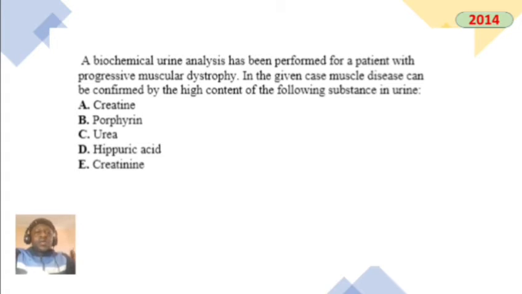A biochemical urine analysis has been performed for a patient with progressive muscular dystrophy. In the given case, muscle disease can be confirmed by high content of which of the following substances in urine, right? So I told you it's creatine kinase or creatine phosphokinase, right? So here the answer is creatine. Don't confuse with creatinine. No, it's creatine.